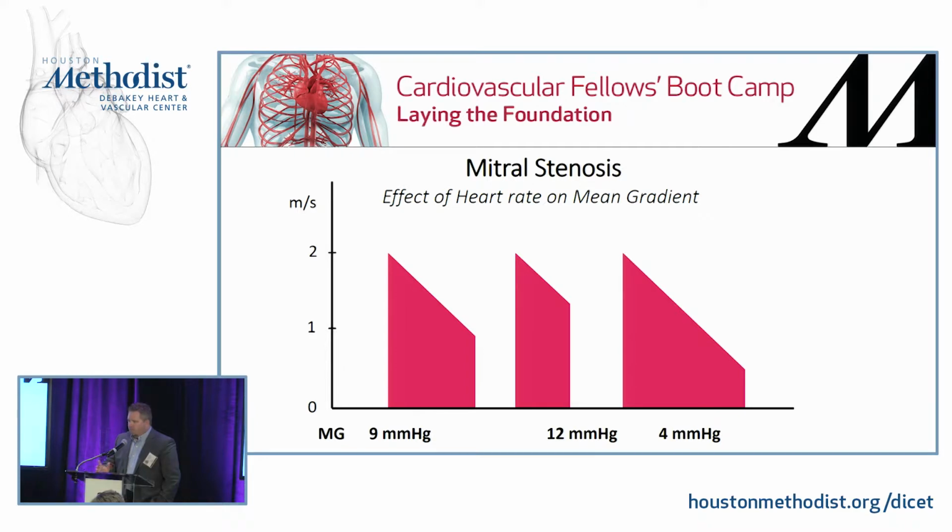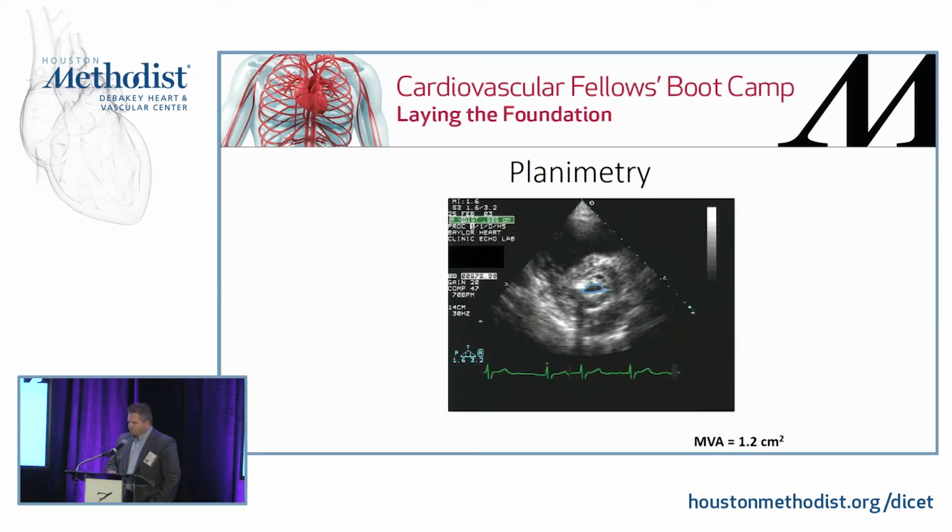So when evaluating mitral stenosis using a mean gradient, we have a mean gradient of 12 at a heart rate of 110, or we have a mean gradient of 9 at a heart rate of 70. You've got to include those other components as well.